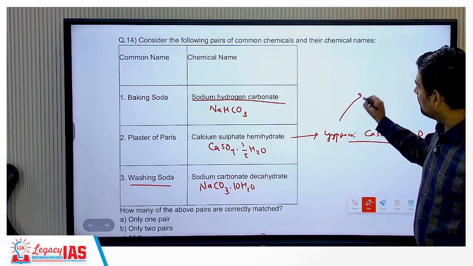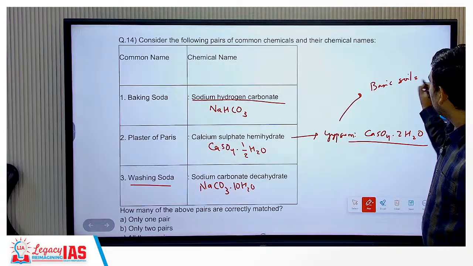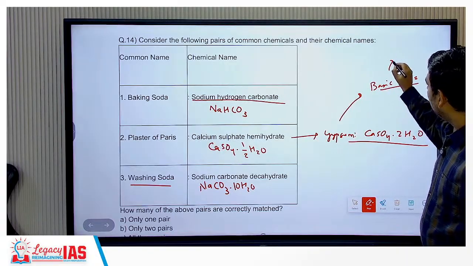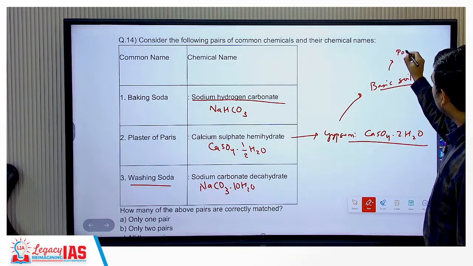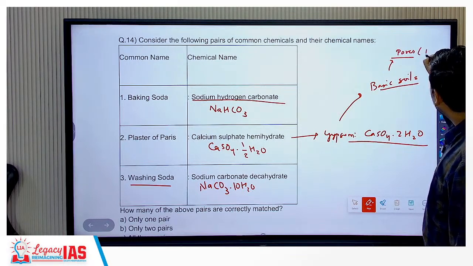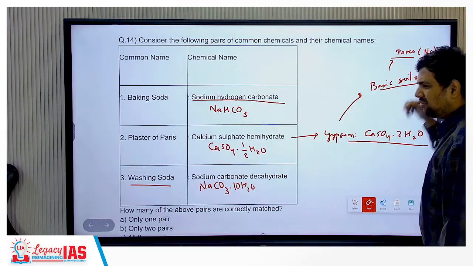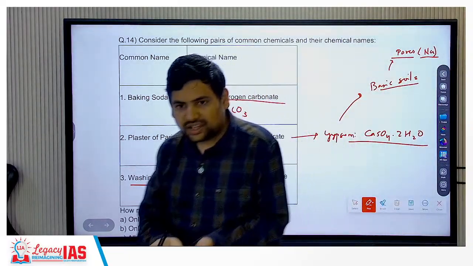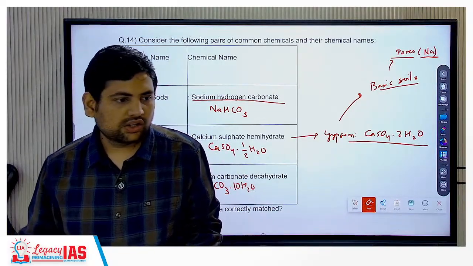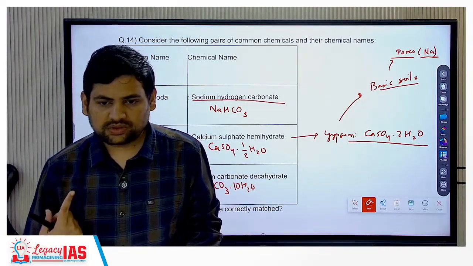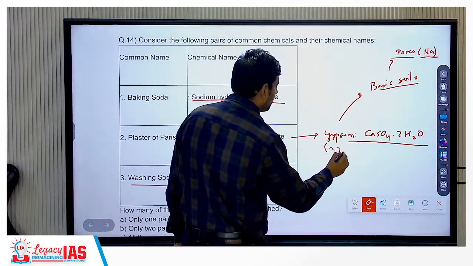Gypsum is used to treat basic soils. But please remember the reasoning: this is not because it is acidic. Gypsum is used because it can open the pores. Basic soils are usually sodic soils also, because they have more of this sodium and all these things that are stopping the percolation of water in the soil. So that is actually treated by gypsum. Otherwise it is almost neutral, very close to 7 in pH.